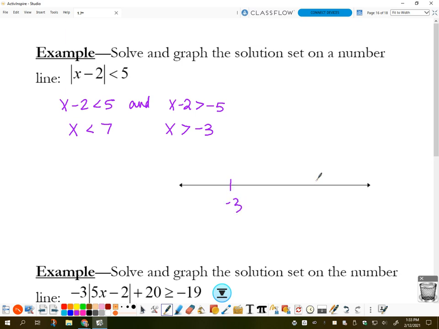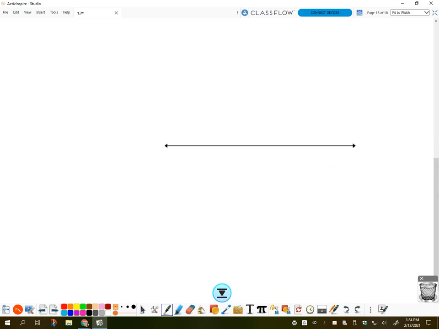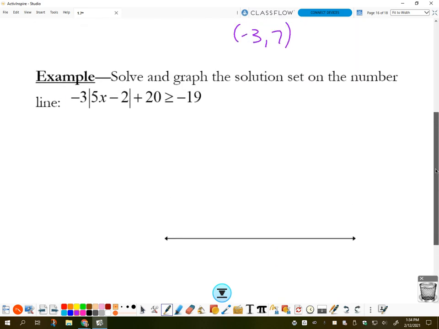So here's -3, here's 7. I want to be more than this and less than this. So I said and. I need to be both things. So the solution is where they overlap. So I would say go from -3 to 7. I keep sliding off of the bar and it makes a big difference.